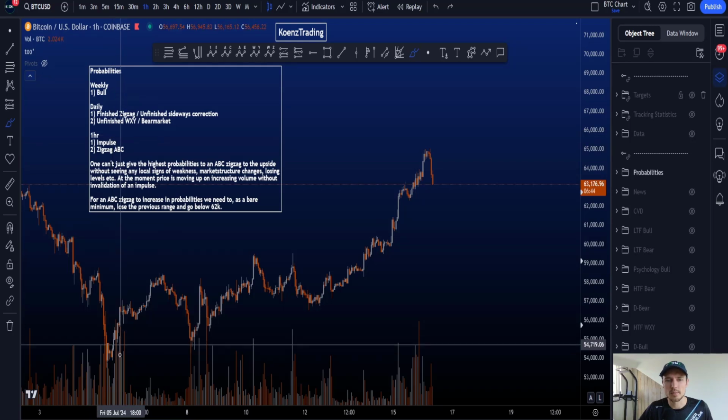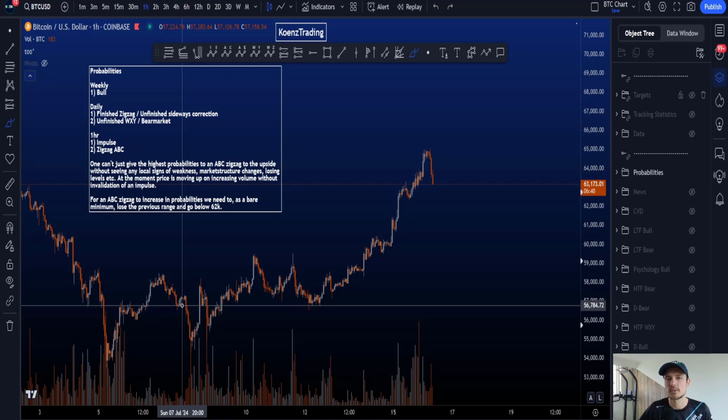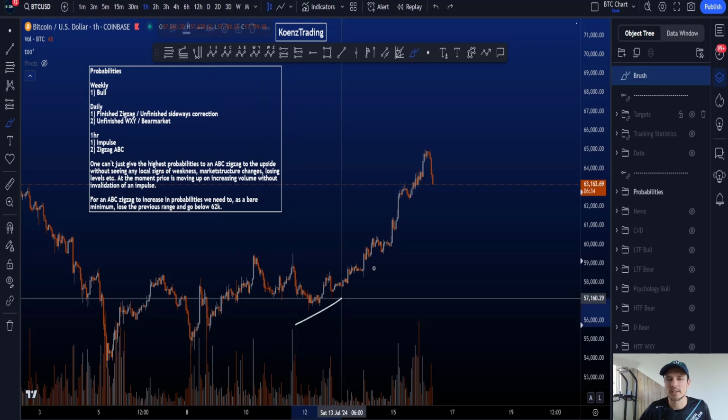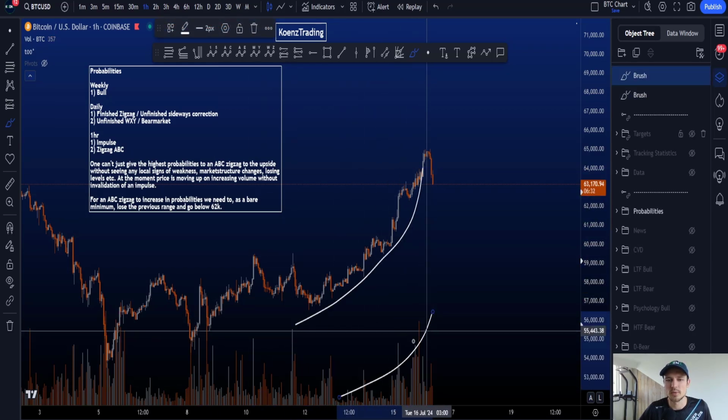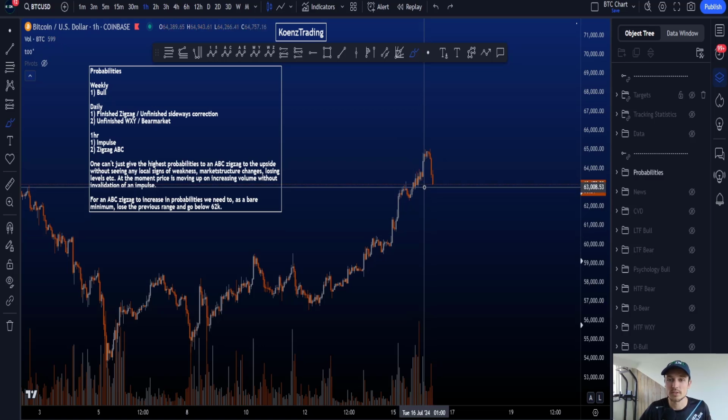On the 1 hour time frame, the probabilities are higher for an impulsive structure to the upside compared to a zigzag A, B, C, because you can't just give the highest probabilities to an ABC zigzag when you are moving to the upside with increasing volume. There is no market structure change. We haven't yet lost any support. We are moving up with bullish CVDs. We haven't yet seen bearish CVDs.